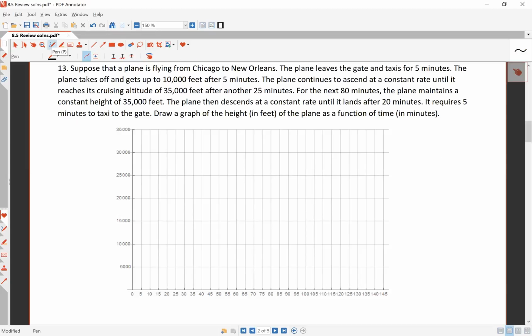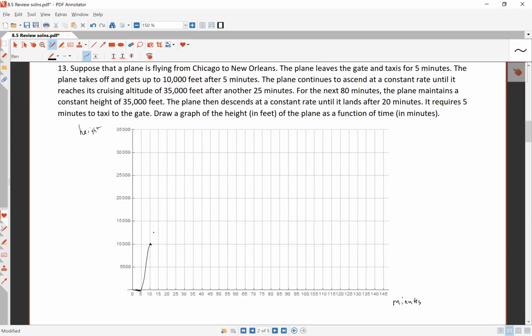So the plane is flying from Chicago to New Orleans. The plane leaves the gate and taxis for 5 minutes. So for 5 minutes, the plane is on the ground. The plane takes off and gets up to 10,000 feet after 5 minutes. So 10 minutes after we started this scenario, we get up to 10,000 feet.